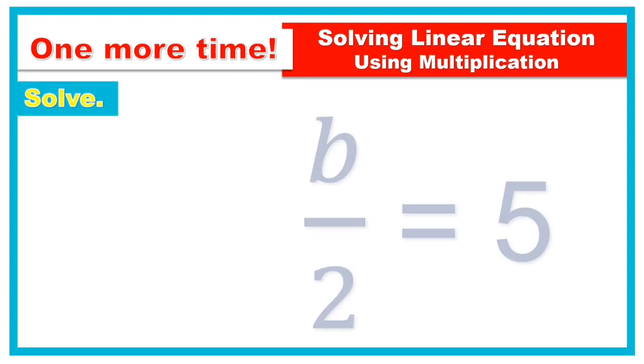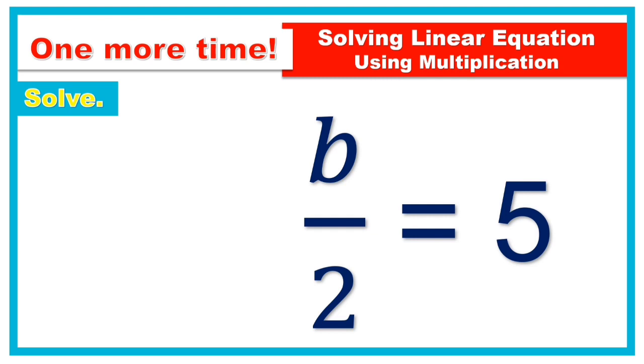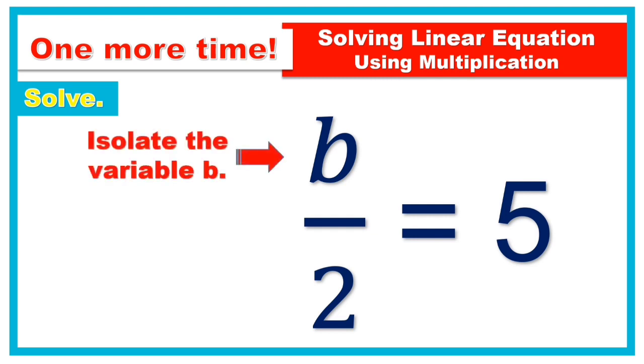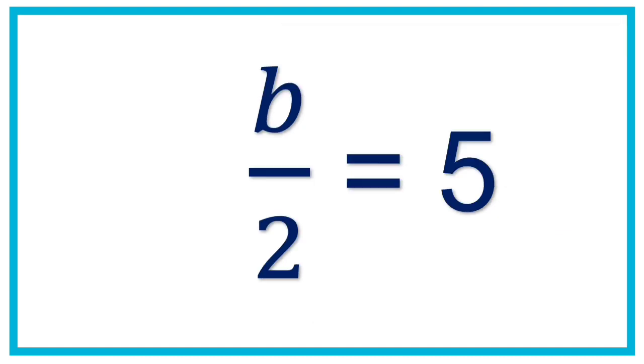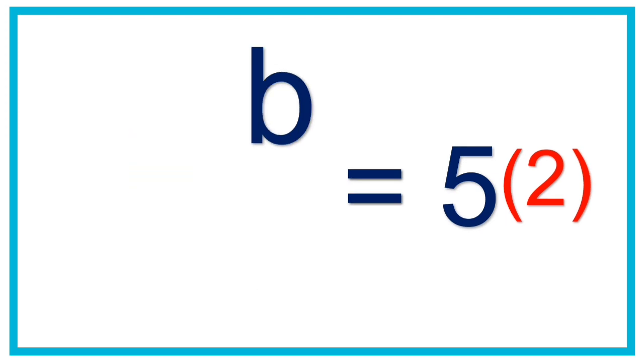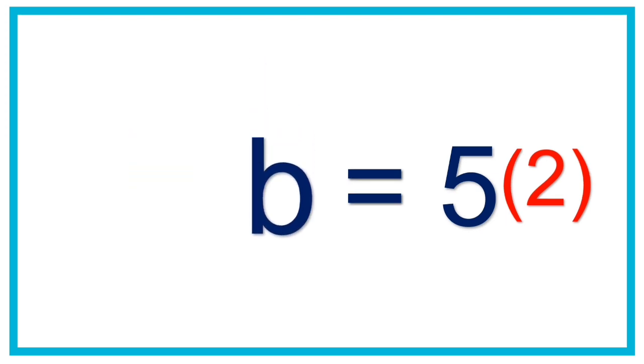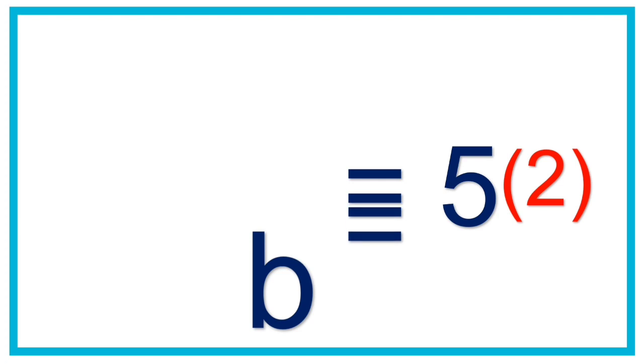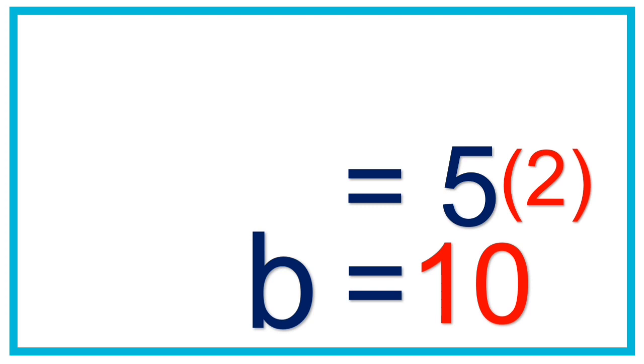Let's solve b divided by 2 equals 5. Again, we need to isolate the variable b. How are we going to do that? By multiplying 2 on both sides. And that cancels 2, leaving us b isolated. Just bring down b, the equal sign, and the answer 5 times 2, which is 10. You got it!